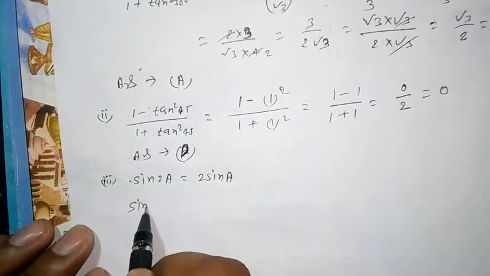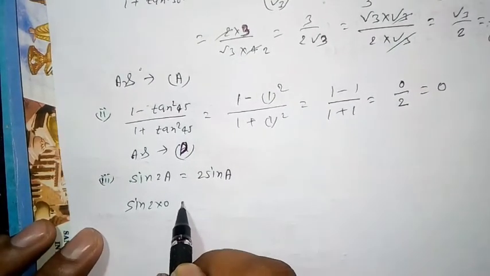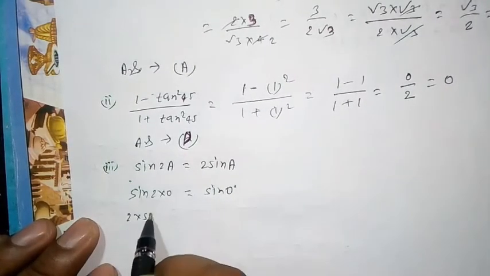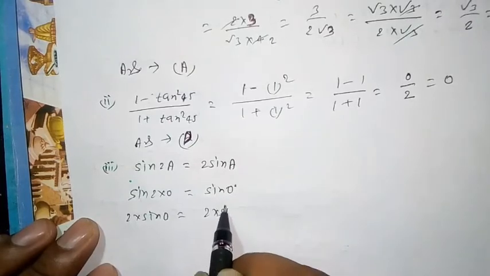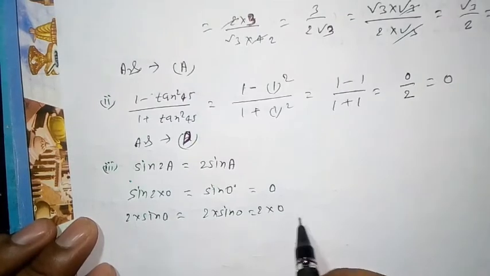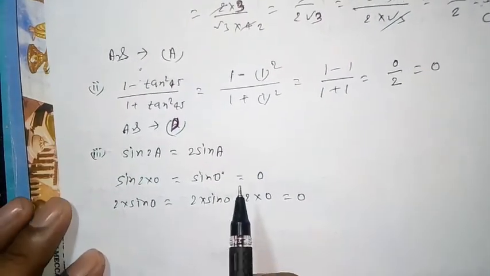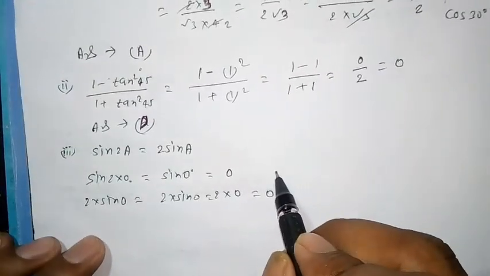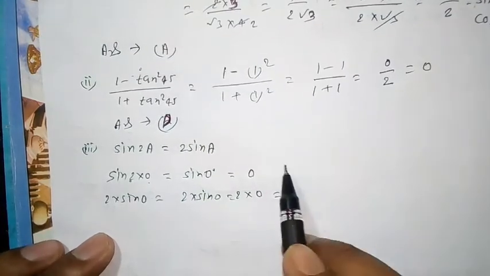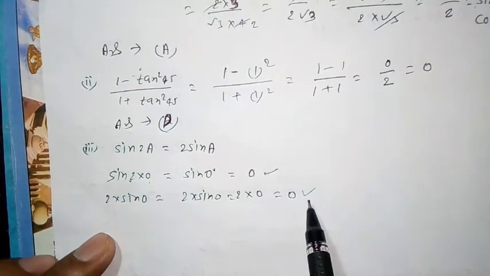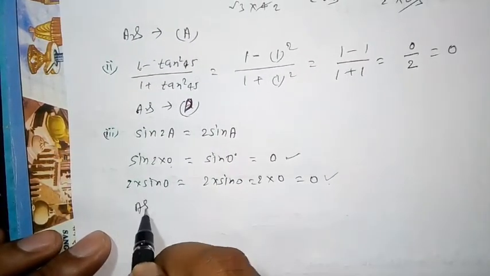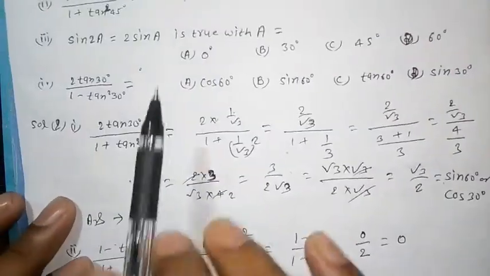Now sin 2 into 0 is equal to sin 0. 2 into sin 0 is equal to 2 into sin 0. The value of sin 0 is equal to 0. 2 into 0 is equal to 0. So I am putting 0 in the position of A. Also LHS and RHS are the same, so I can say the answer is A, because 0 degree.